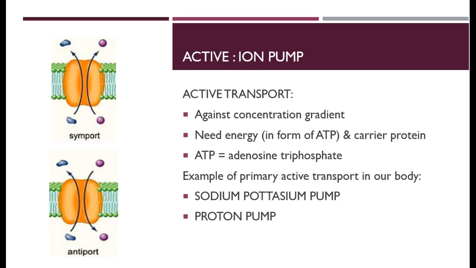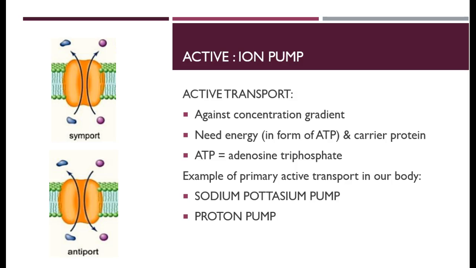Active transport is the movement of ions or molecules across the plasma membrane against the concentration gradient. It requires energy in the form of ATP and also carrier proteins. ATP is short for adenosine triphosphate. Carrier proteins can be either a symport or an antiport.